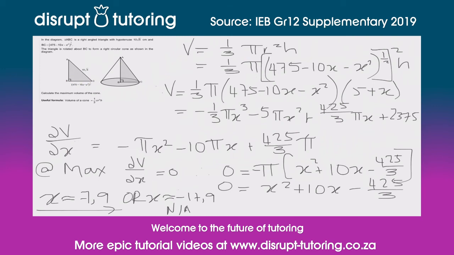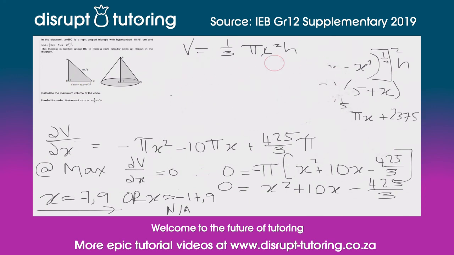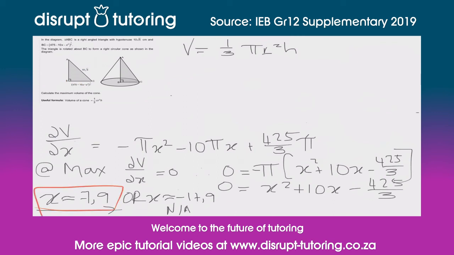So are we done? No, we're still not done. It's quite a long question. What do we do next? We need to find the volume at that maximum point. So we take this x that we've calculated and substitute it into our original volume formula. Once we've done that, we get that the volume of the cone is approximately 4,506.42, and we need to make sure our units are there: centimeters cubed.